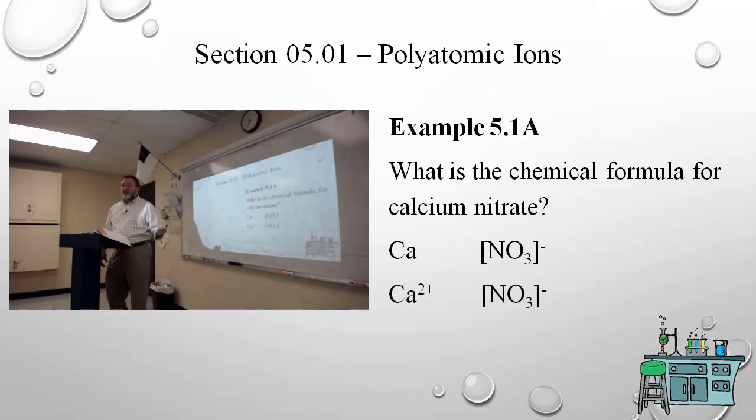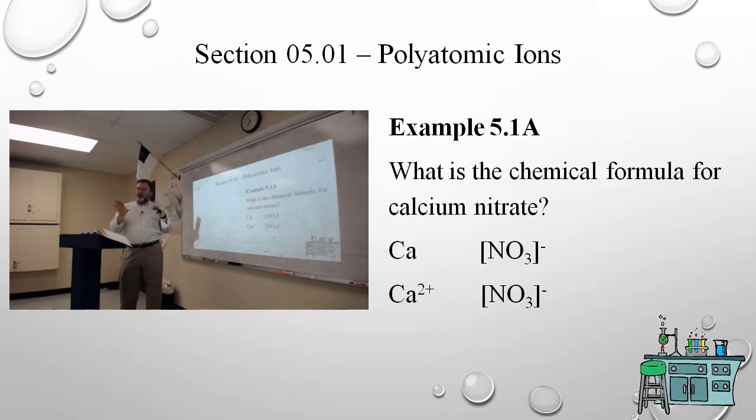Calcium is a column 2A element, so it takes on a +2 charge. We've already said that nitrate in itself is not neutral. It is a polyatomic ion and has a -1 charge. Question to you is, what is the chemical formula for calcium nitrate based upon those charges?